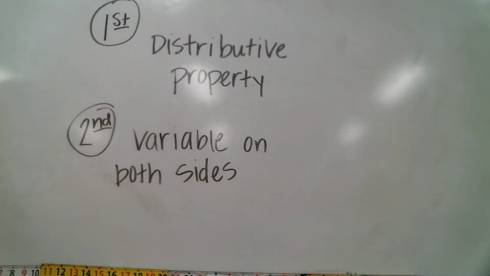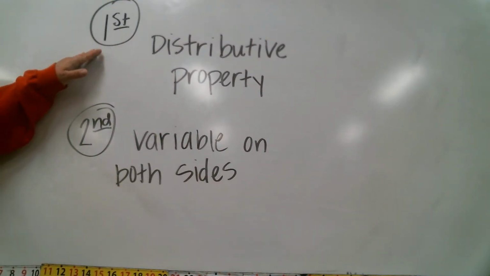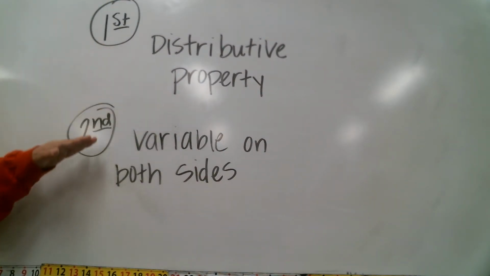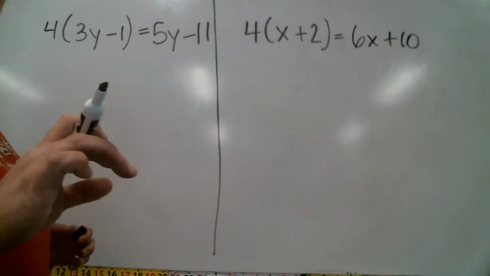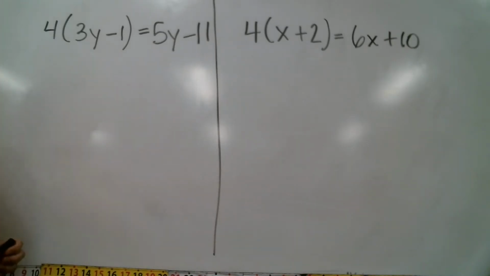When we see the distributive property and we also have a variable on both sides, the first thing to take care of is the distributive property. And then the second thing to take care of is the variable on both sides. Okay, go ahead and write down these two examples. And remember in the notes, I told you that we need to take care of distributive property first and then take care of the variable that's on both sides.